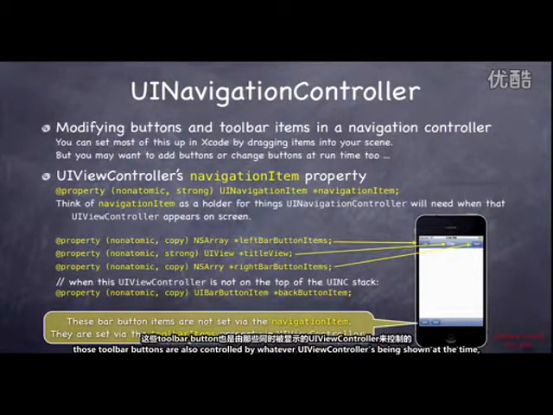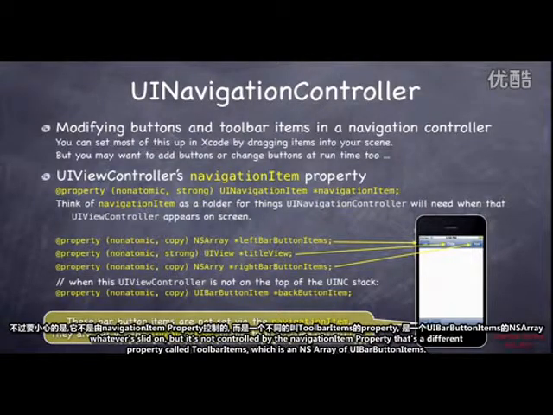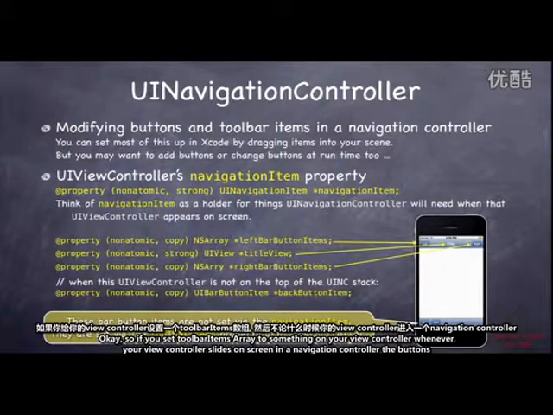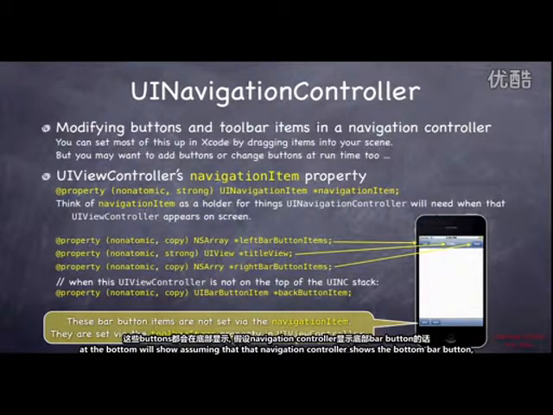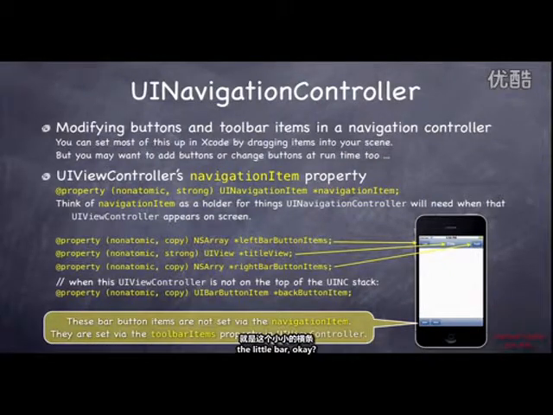Those toolbar buttons are also controlled by whatever UI view controller is being shown at the time, whatever's slid on. But it's not controlled by the navigation item property. That's a different property called toolbar items, which is an NSArray of UIBarButtonItems. So if you set the toolbar items array on your view controller, whenever your view controller slides on screen in a navigation controller, the buttons at the bottom will show, assuming that navigation controller shows the bottom bar. If it's not showing that bar, then your buttons won't appear.